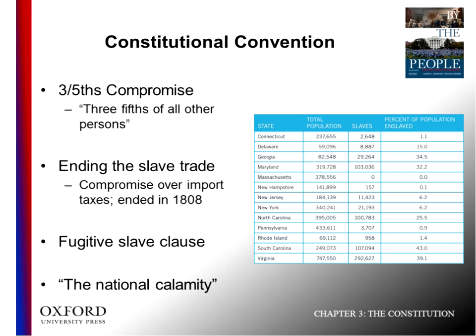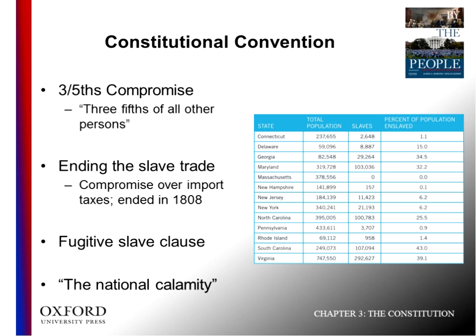They also put in what they call the Fugitive Slave Clause, not in the Constitution itself, but essentially they passed a law, the Fugitive Slave Act, which said that Northern states would help Southern states if fugitive slaves ran away. And of course, many Northern states did not do that, Massachusetts being one of the leading states, and that caused a lot of friction, with Southerners saying, you're not keeping your end of the bargain. And this all became what we know as a national calamity.